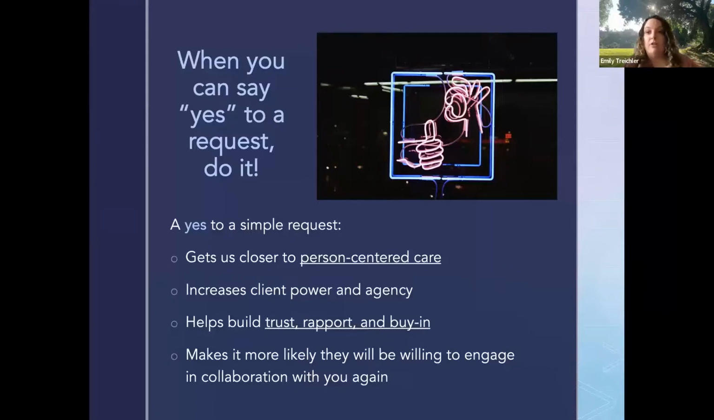And if you're able to fulfill it, you're going to do that, right? And that means that the next time they're going to be more likely to ask you for something else or engage in that process with you again, even in a more complicated process, right? So we're getting that kind of long-term buy-in, that long-term rapport building.